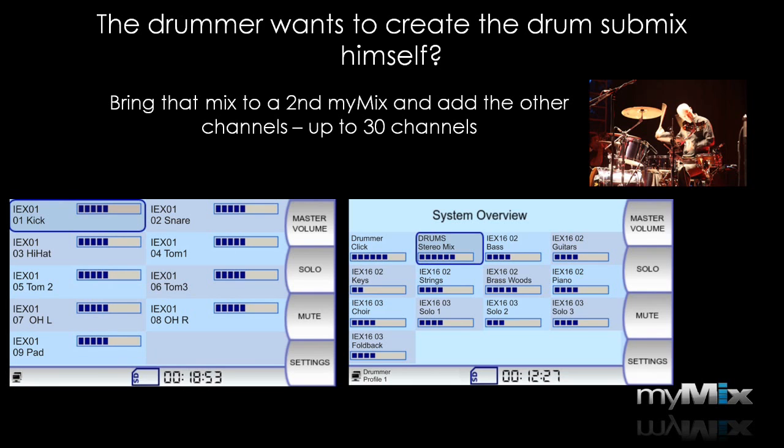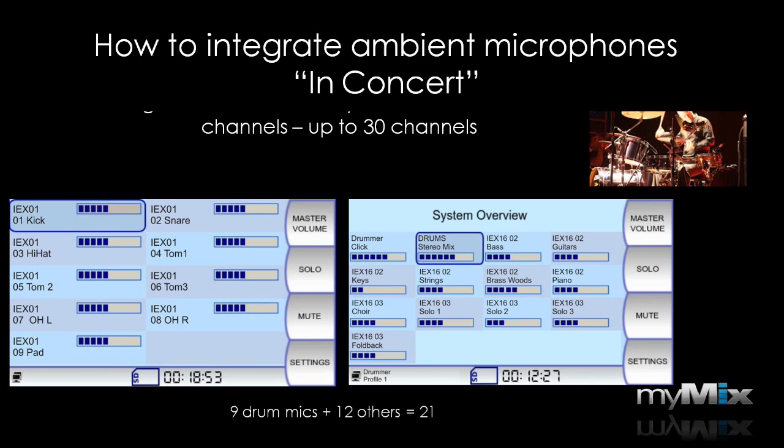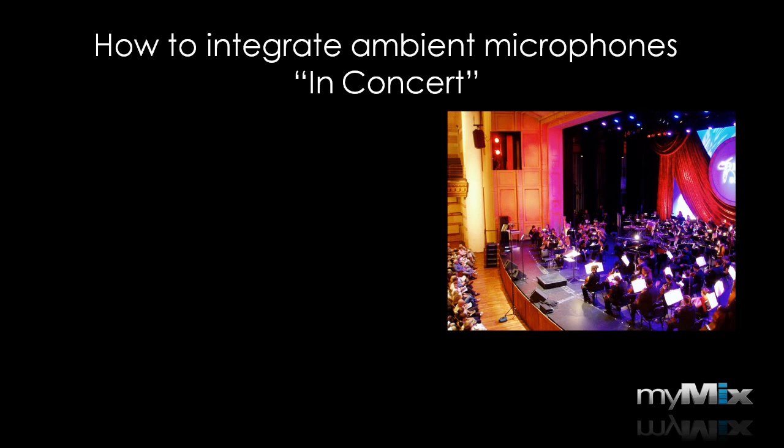In this instance, it's using 9 drum mics and 12 other mics, so a total of 21. Using 2 myMixes, one can control actually up to 30 channels individually. But that's not for the average musician, as I said in the beginning. That's really for the people that work as engineer and just want to get all the details and control them themselves. Now let me add a quick comment about ambient microphones and their use in concert.